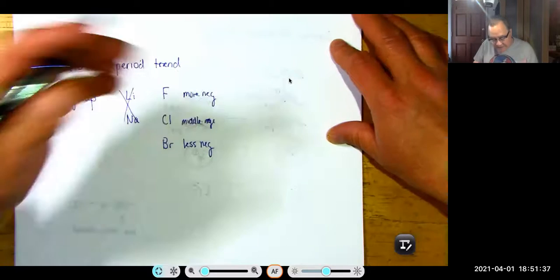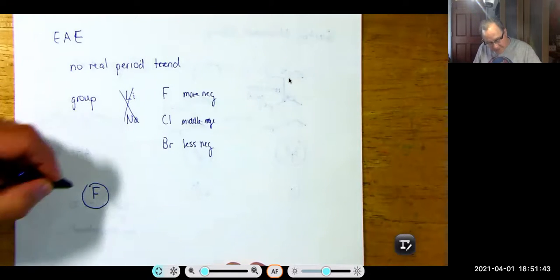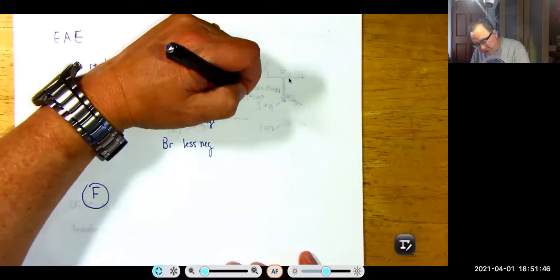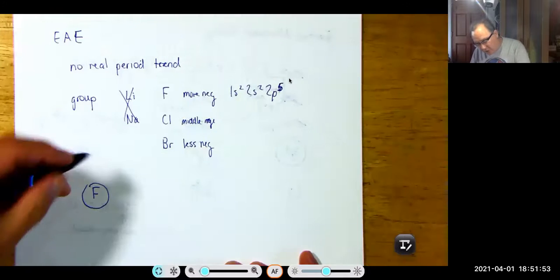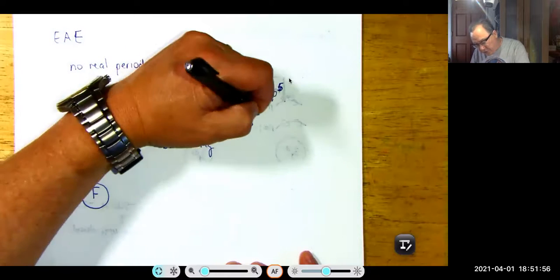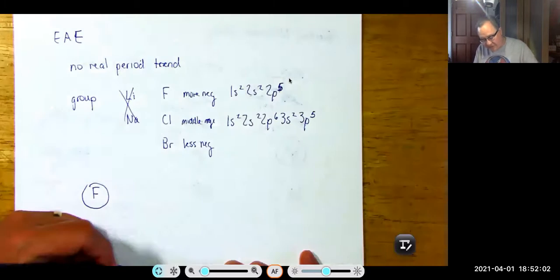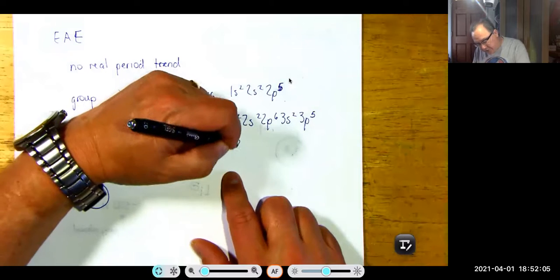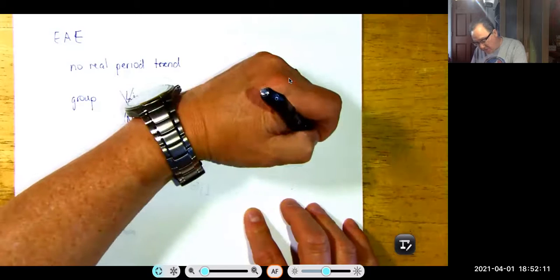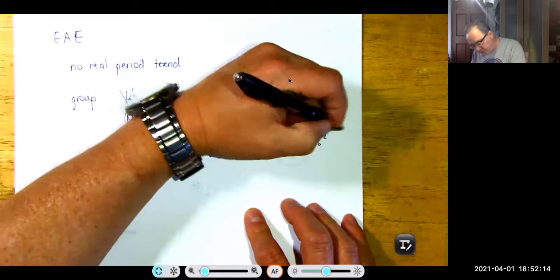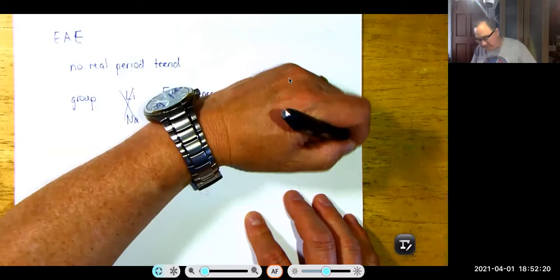So why are they different? Well, here's fluorine. And fluorine is 1s2, 2s2, 2p5. Chlorine is 1s2, 2s2, 2p6, 3s2, 3p5. Bromine is 1s2, 2s2, 2p6, 3s2, 3p6, 3d10, 4s2, 4p5.